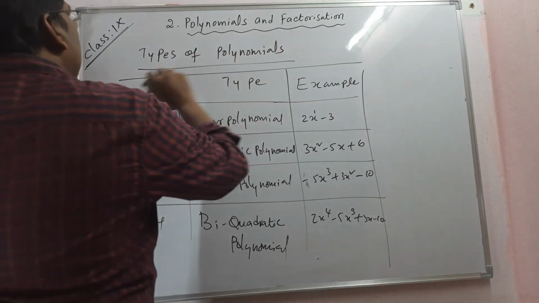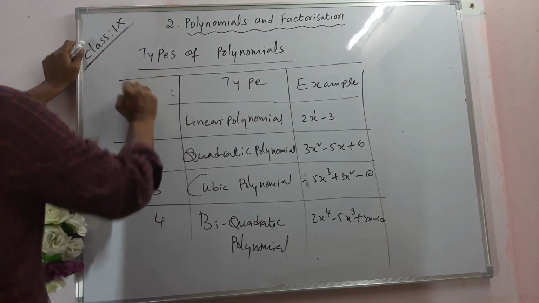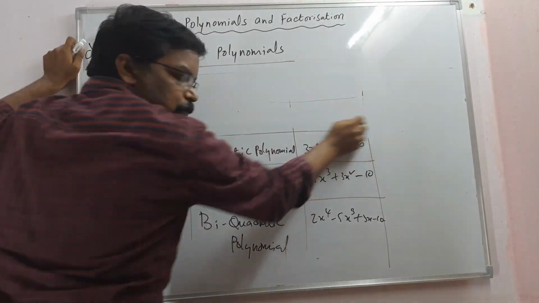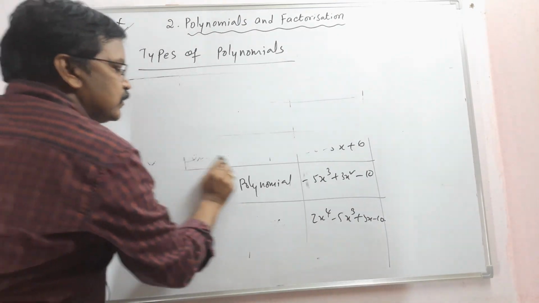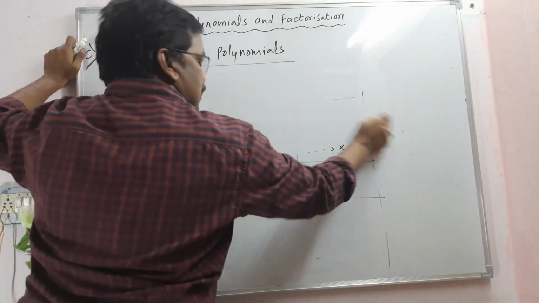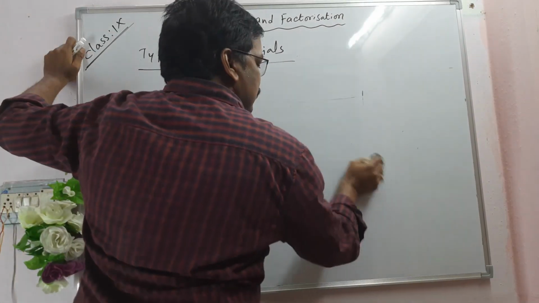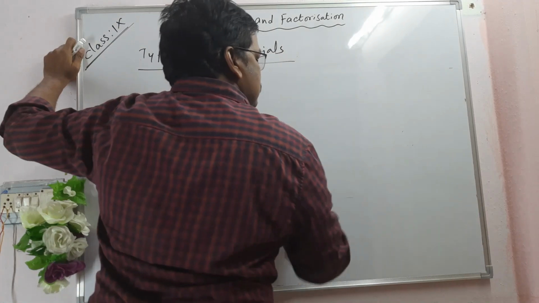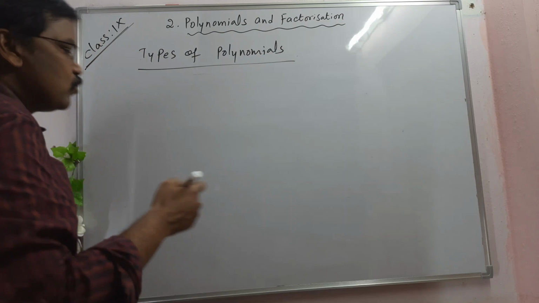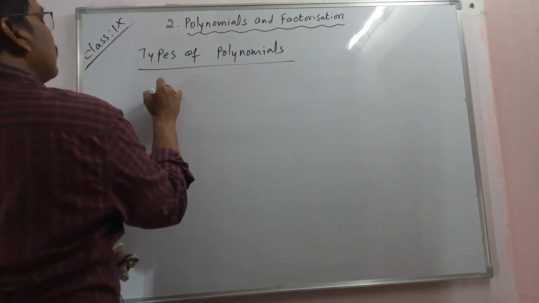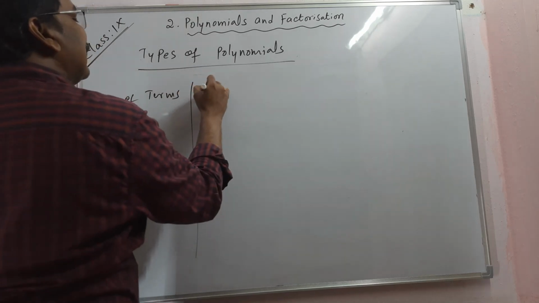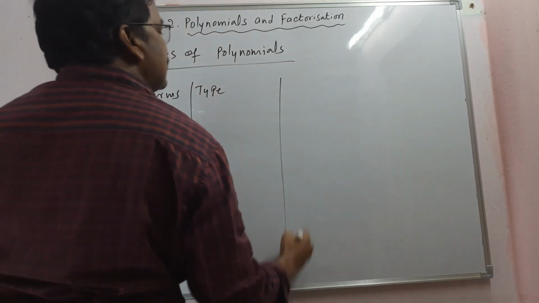Okay. Now types of polynomials according to the number of terms. According to their degrees, I have written here. Now, number of terms. As I told you in the degree of monomial, here we look at the number of terms. Number of terms, type of polynomial, and example.